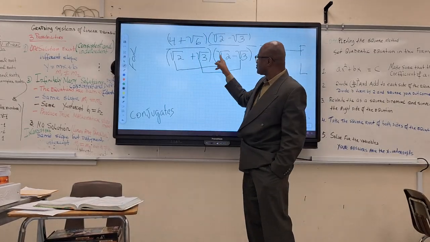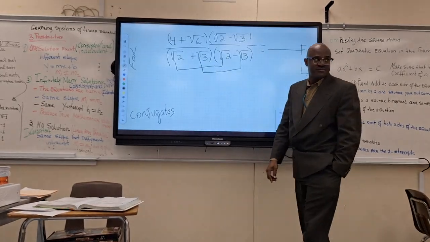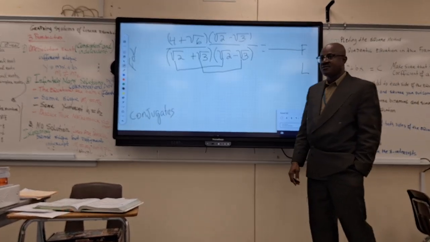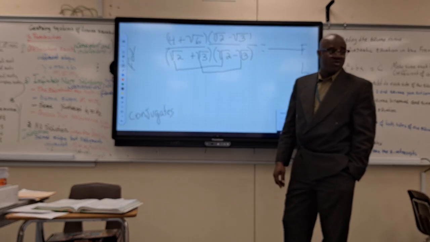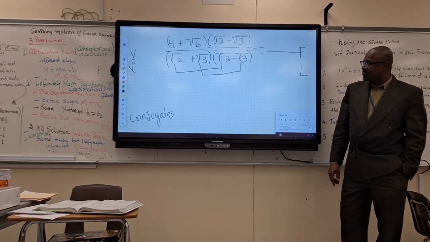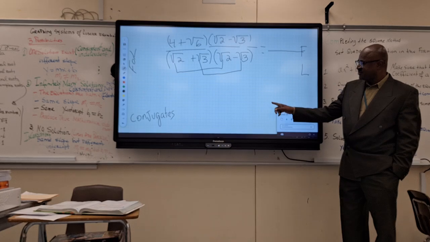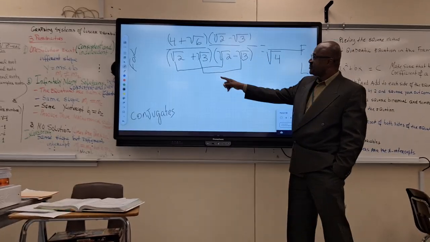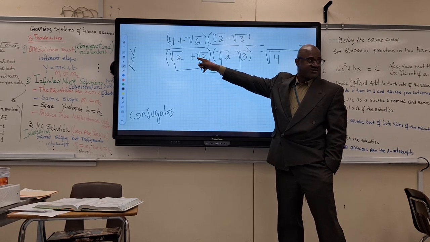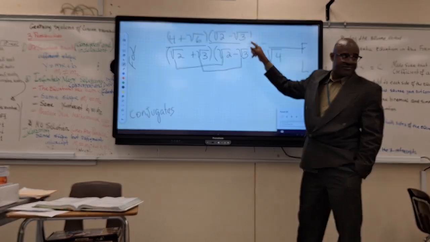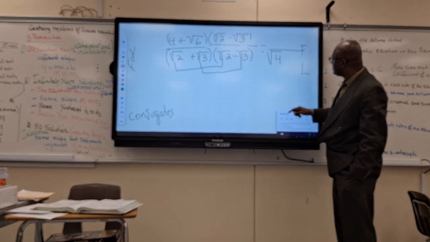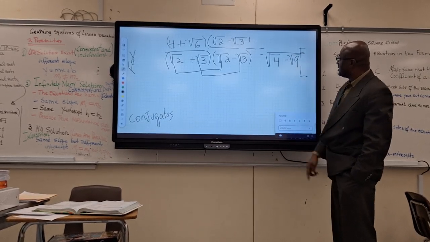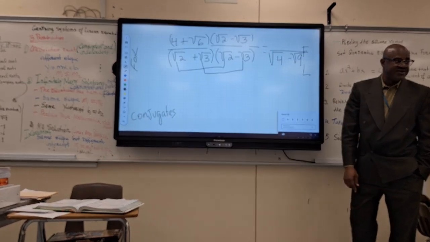What is square root of 2 times square root of 2? Let's go, people. What is that? No clue? What is square root of 2 times square root of 2? Yeah, at least that's square root of 4. And what is plus square root of 3 times negative square root of 3? That will give you negative root of 9. Then we can combine and simplify later.